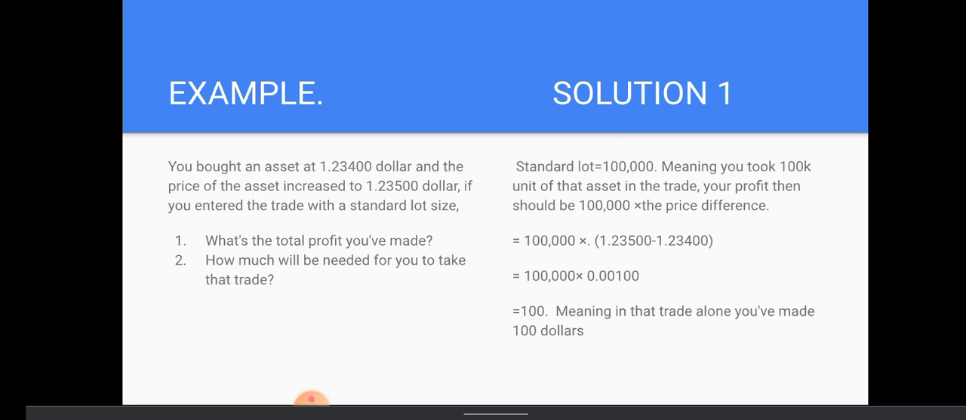Now let's go to the questions. What's the total profit you've made? Now let's take it as if we took only a single unit. For you to know the profit you made by taking a single unit, you just subtract the initial price from the final price. So, which will be 1.23500 minus 1.23400.